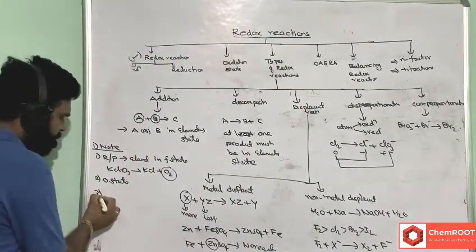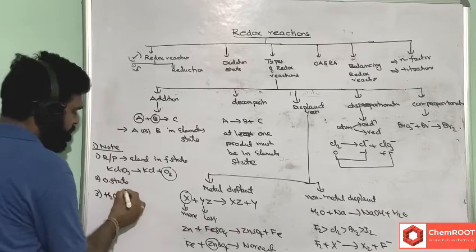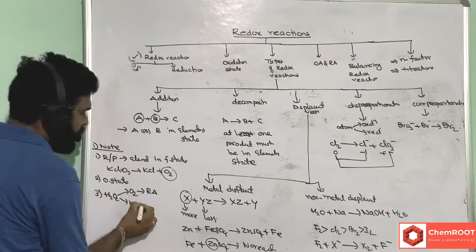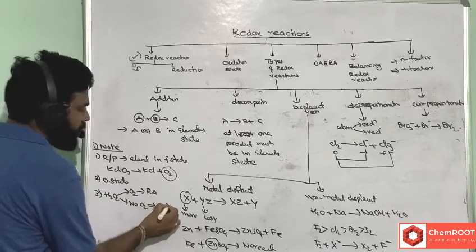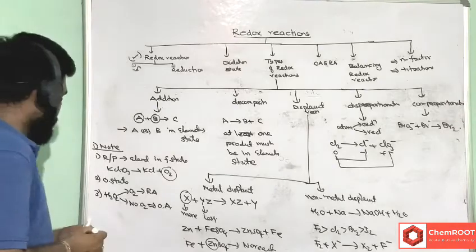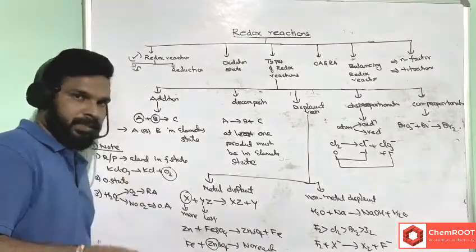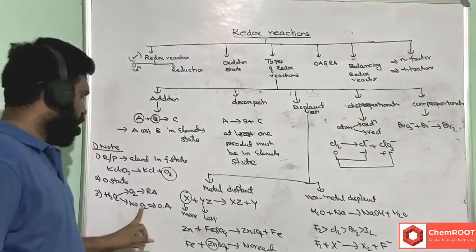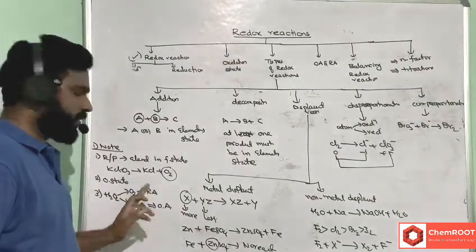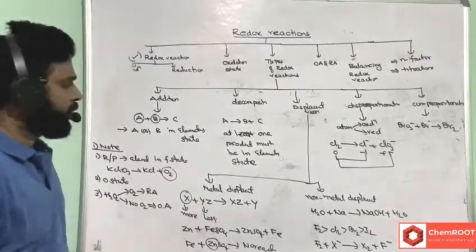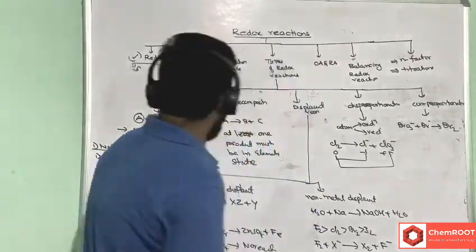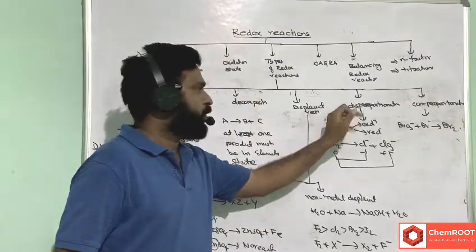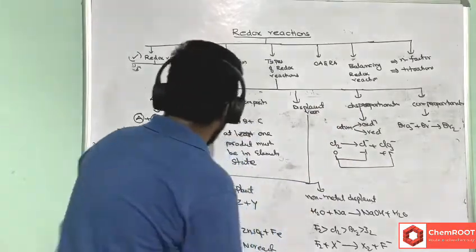And also one more: H2O2 is there. If oxygen is liberated, then it is acting as a reducing agent. If no oxygen is coming, then it is acting as an oxidizing agent. That is also one important question: in which of the following cases hydrogen peroxide acts as an oxidizing agent. Oxidizing agent means no oxygen is liberated; reducing agent means oxygen will be liberated. That point you have to remember. So these are the types of redox reactions: addition, decomposition, displacement reactions, disproportionation, comproportionation reactions.